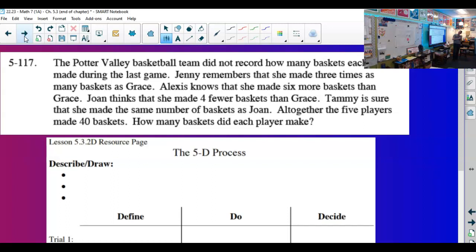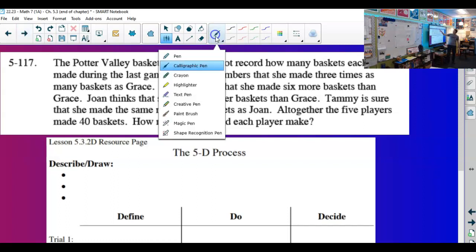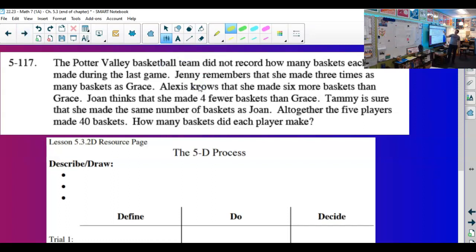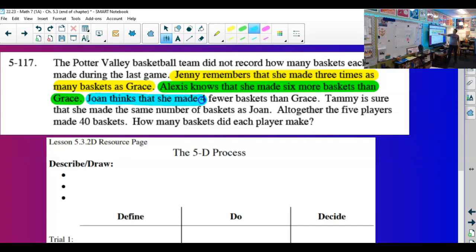All right, so the Potter Valley basketball team, their statistician must have been off that game. They did not record how many baskets they made. Jenny remembers that she made 3 times as many as Grace. Alexis knows that she made 6 more baskets than Grace. Grace is going to be real happy about this problem next class. Joan thinks she made 4 fewer baskets.